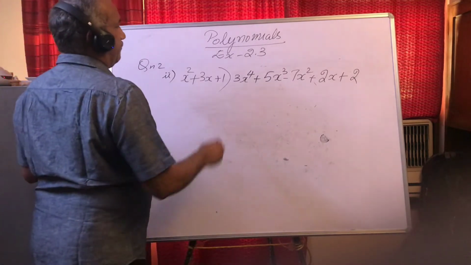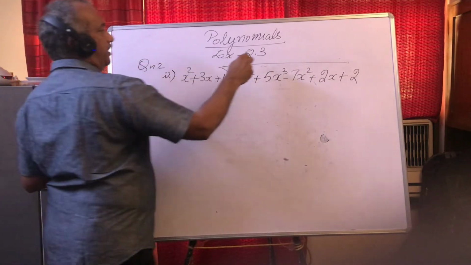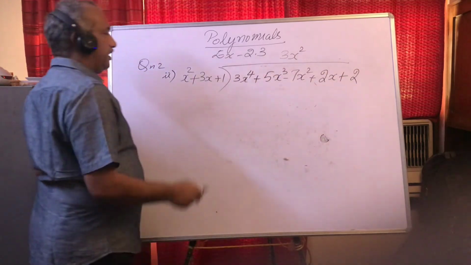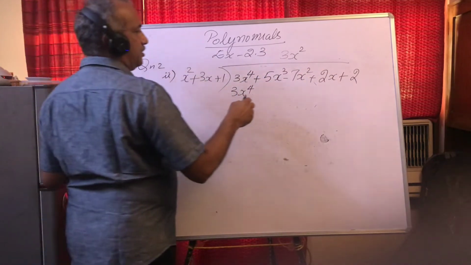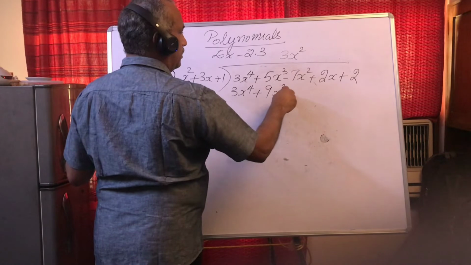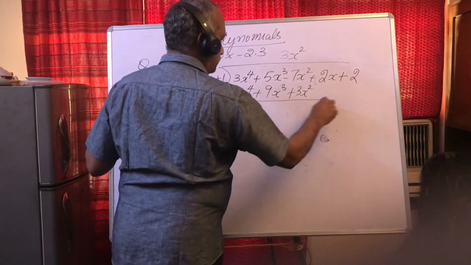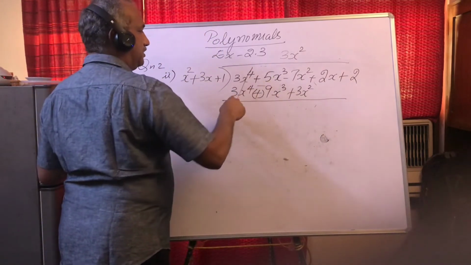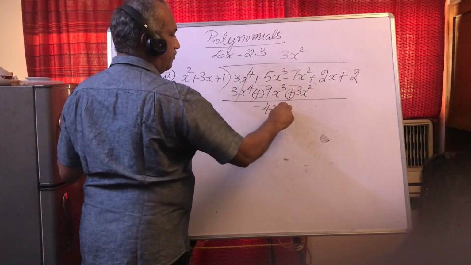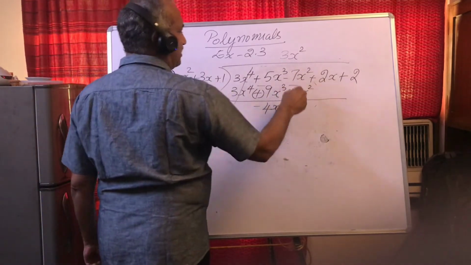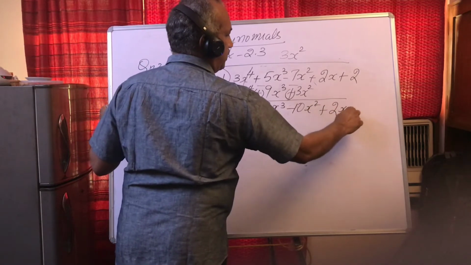Now divide. I am writing the answer here, quotient 3x raised to 4 upon x square: 3x square into x square, 3x raised to 4; 3x square into 3x, 9x cube; 3x square into 1, 3x square. Change the sign. This will become minus. This is cancelled. This will become minus. 5 minus 9, minus 4x cube. 7 minus 7 minus 3, minus 10x square plus 2x plus 2.